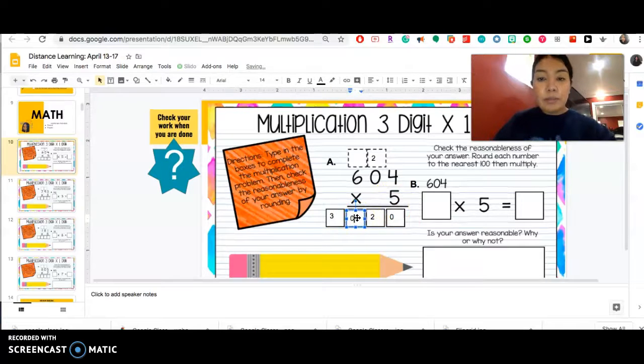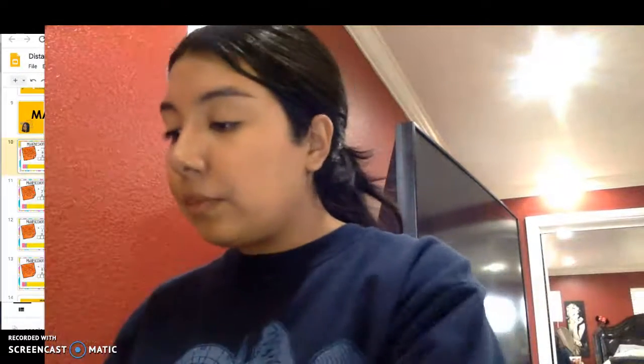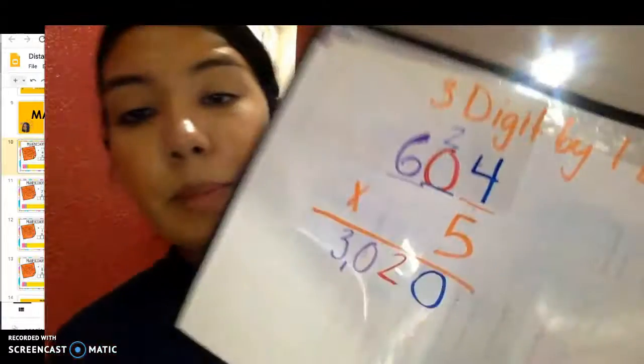30. Now, this is part A. We just completed part A. There's also part B. It says for part B, check the reasonableness of your answer. Round each number to the nearest 100, then multiply. Let me show you what that means. It wants us to round our original problem to the nearest 100 and then multiply. So our original problem was 604, and they want us to round that to the nearest 100.